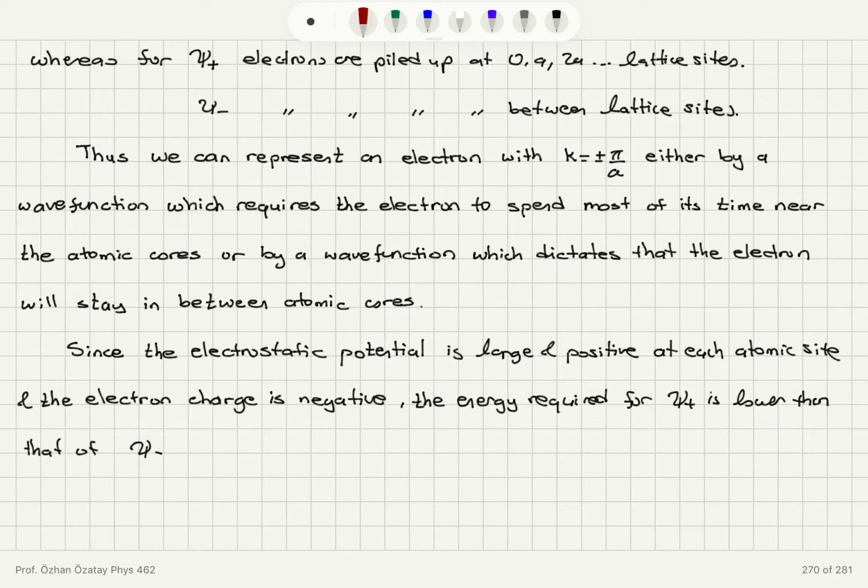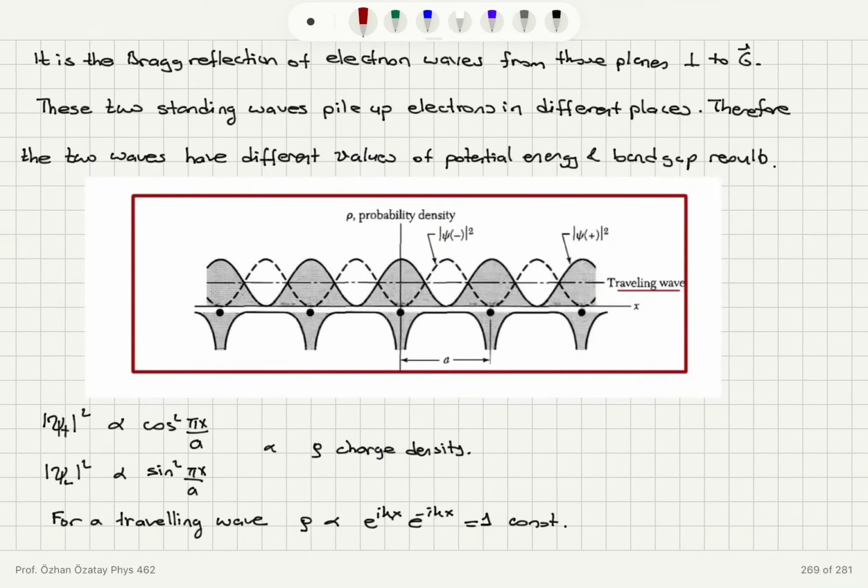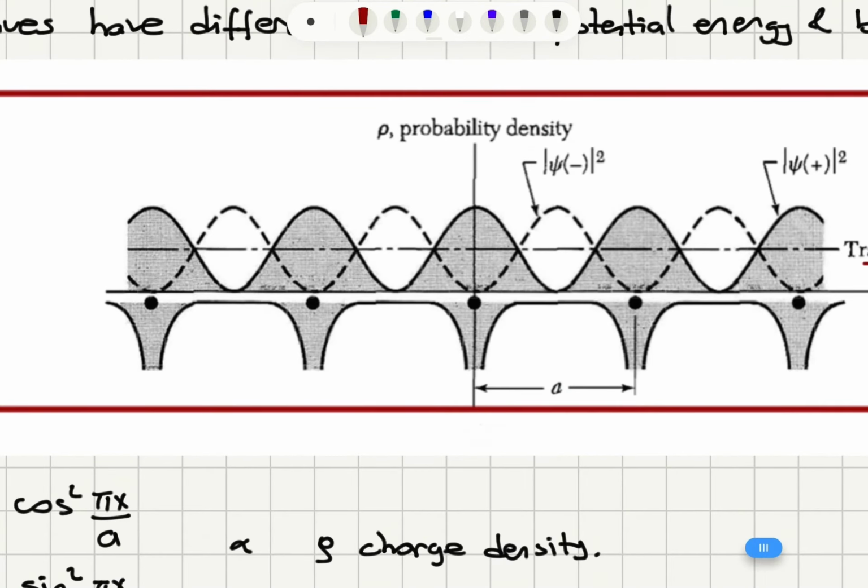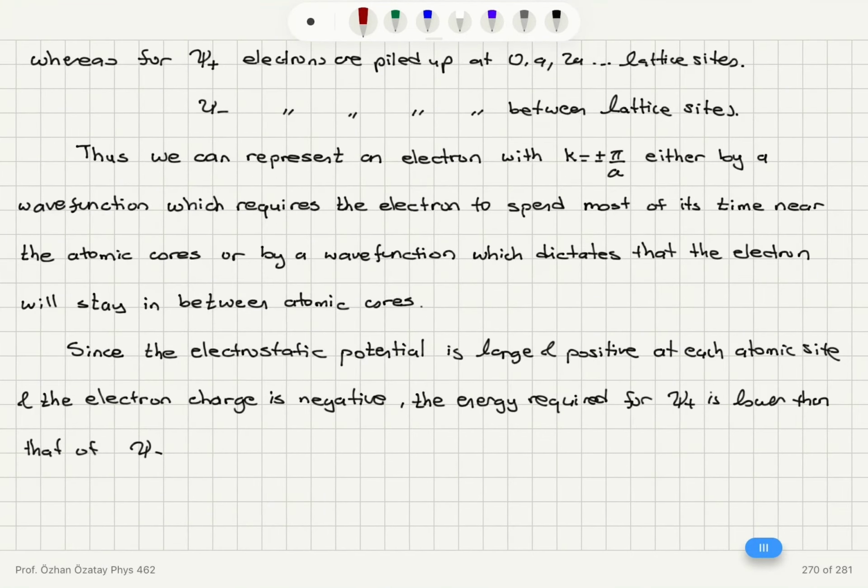So since the electrostatic potential is large and positive at each atomic site, we have a potential well for the electron because it has a negative charge. So that's going to have a low energy. Whereas for the psi minus, we will have a higher energy that's away from the potential well.